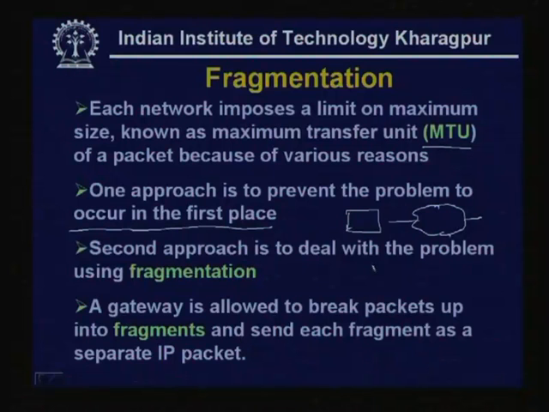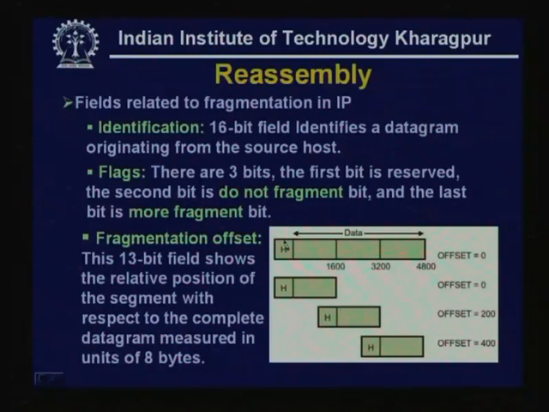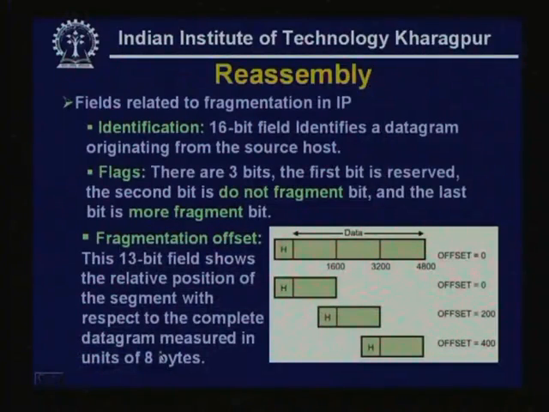The second approach to deal with this problem is to use fragmentation. The gateway is allowed to break packets up into fragments and send each fragment as a separate IP packet. This is the second approach, which is commonly used in most cases to have more flexibility. However, fragmentation is very easy. Breaking anything is very easy, but putting them together is very difficult. Even a child knows about it. A similar situation arises in reassembly. Fragmentation can be done, but reassembly is a more difficult problem, and let us see how it can be done.